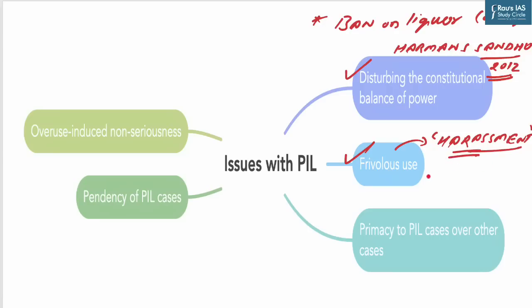Experts are also of the opinion that the letter P, which stands for public, has been substituted for private and publicity. So, in order to pursue their personal cause or hidden interest, several frivolous PIL litigations are being filed in the Supreme Court and the High Courts. And as is the case with today's news also, the Supreme Court and High Court have several times raised concern over such frivolous issues. Now, another challenge is primacy to PIL cases over other cases.